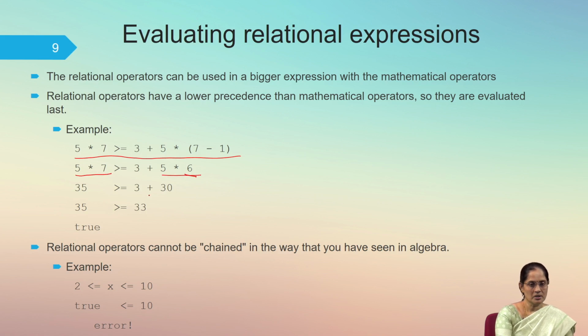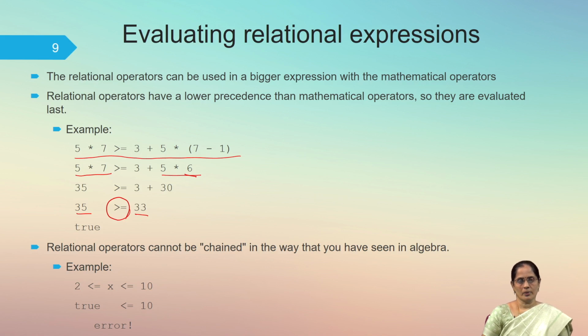Then we have the set of plus and minus operators as the next precedence. So that will be executed and we get 35 and 33 at the left hand and right hand side respectively. Only after that will the relational operator be operated, whose result is now true because 35 is greater than or equal to 33.